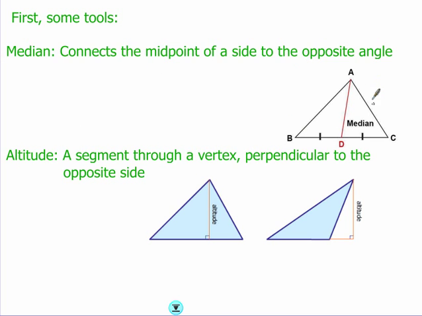And a median is just a segment that connects the midpoint of a side to the vertex of the opposite angle. Okay, and so what it does is it cuts the side in half and connects to the opposite angle.